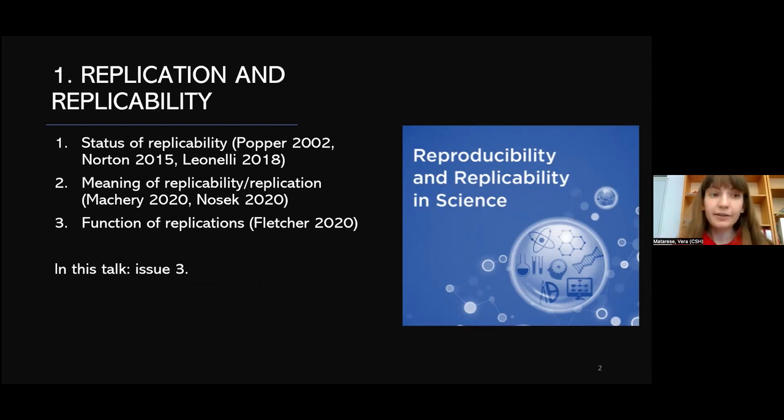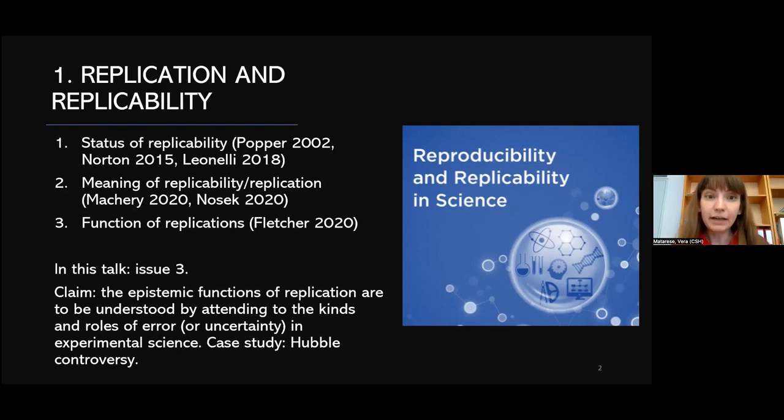However, we are aware that all the three issues are interrelated. So only once we know the epistemic functions of replications, we are able to know how to build a replication study, and we can also better evaluate whether replicability is a necessary criterion for science. And our main claim is that epistemic functions of replications are very tied to the kinds of error that might affect our experimental results, but that we want to eliminate.